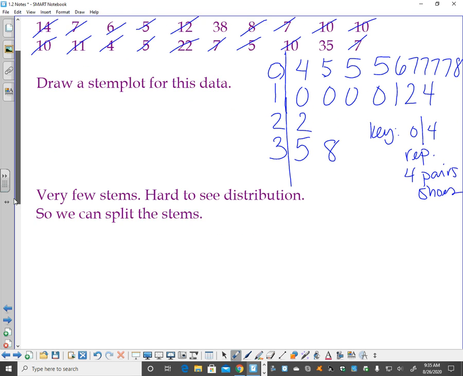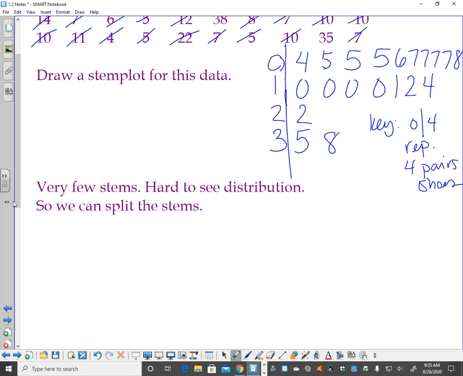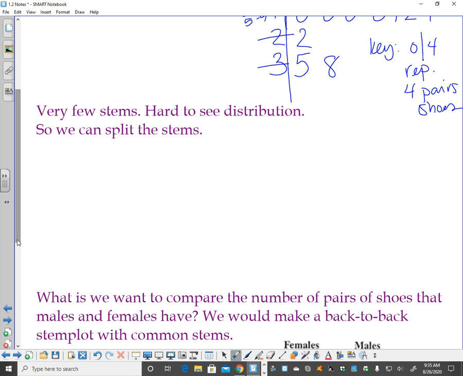So I'm going to take each stem and I'm going to split it in half. And I'm going to put 0 to 4 on this one and 5 to 9, I'm talking about the leaves, on that one. And I'm going to put 0 to 4 on this stem and 5 to 9 on that stem, and so on. So here's what it's going to look like. So I'm going to double my stems. So I'm going to have 0 and 0 star, and 1 and 1 star, 2, 2 star, 3, and 3 star.